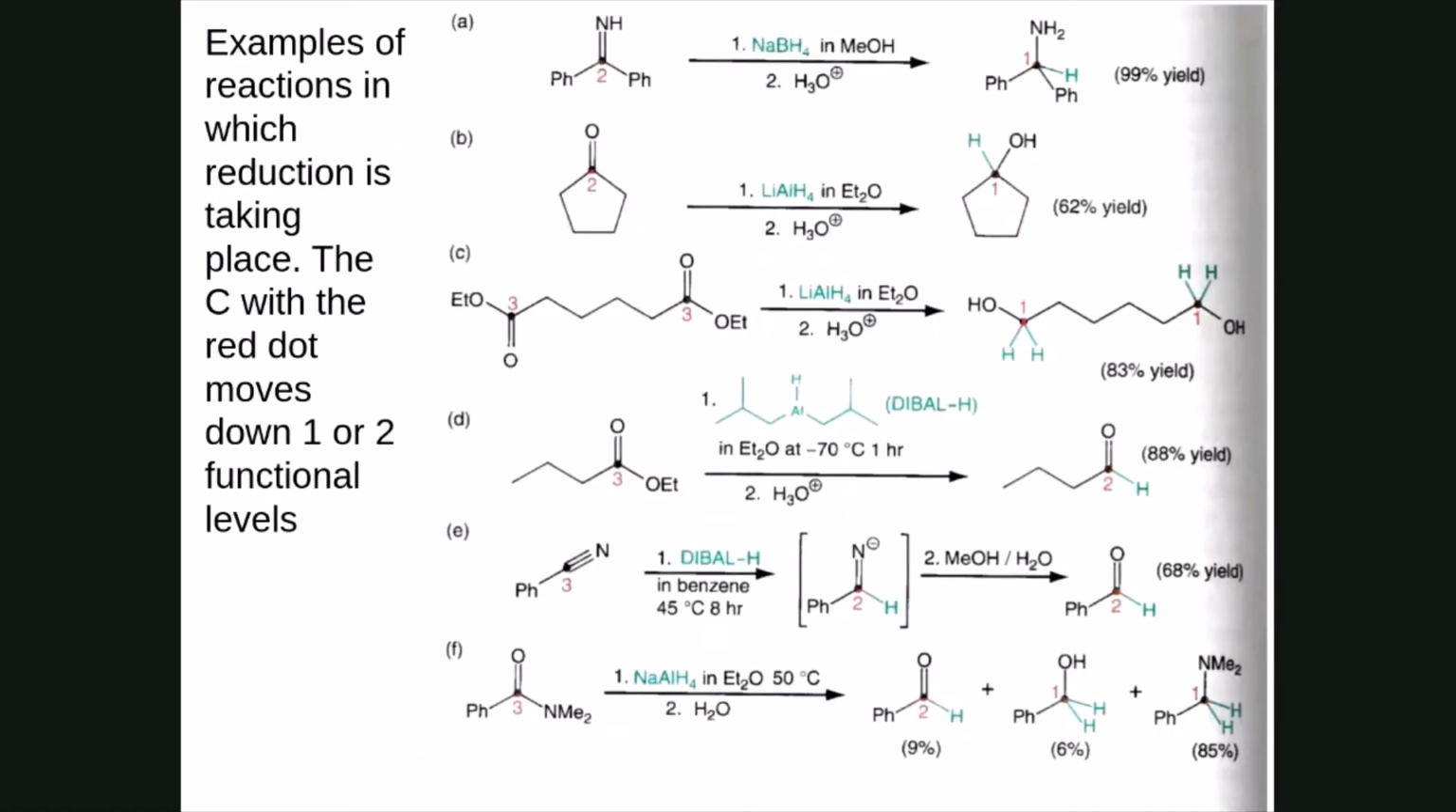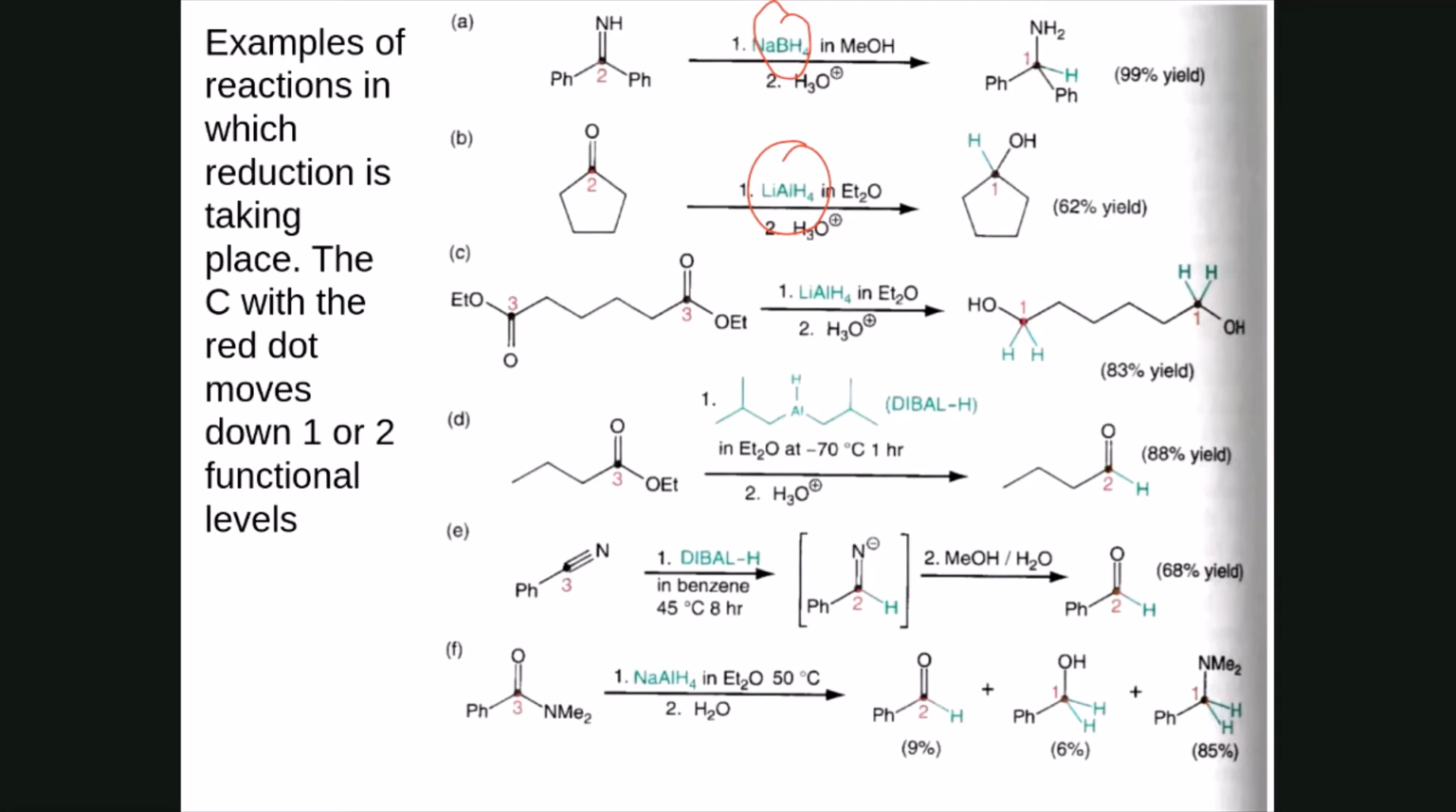These are some examples that we will explore in future sessions in which reductions are taking place, in which we use reducing agents. So if you focus on the carbons that have a red dot with a number in red, you will see that in all cases, they move 1 or 2 functional group levels down. And it's all using what we call reducing agents. We will be looking at sodium borohydride, lithium aluminum hydride, etc. in future sessions. So this is just an overview of the type of reaction we need to do.